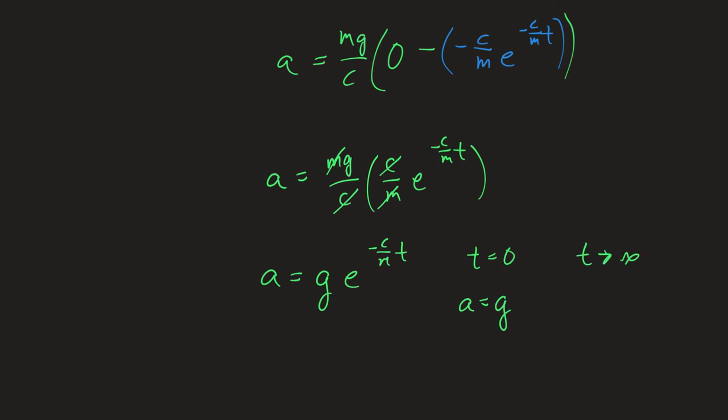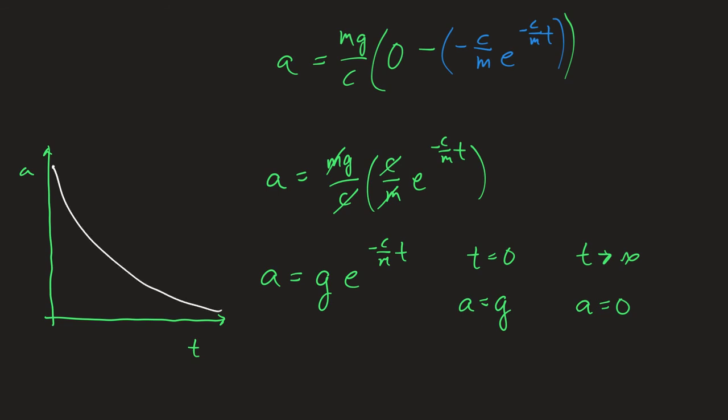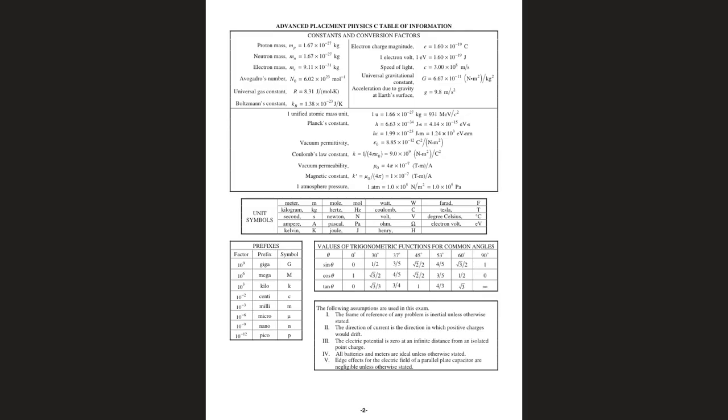When t approaches a really big number, what is e to a negative really big number? Very, very small. Nearly 0. This function is a straight exponential decay starting at g. Straight decay to 0. All right. It's a whole lot.